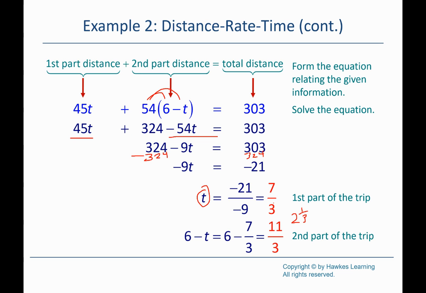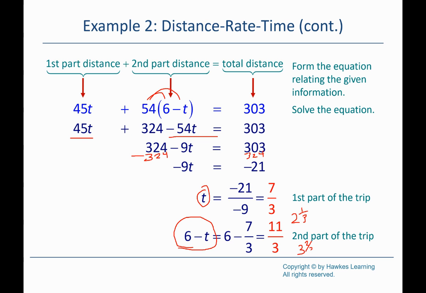And I believe our original problem also asked us to find the second part of the trip. So I know if the first part of the trip is this, remember my original equation, the second part of the trip is 6 minus whatever that is. So I do 6 minus 7/3, and I get 11/3, which is also 3 2/3.